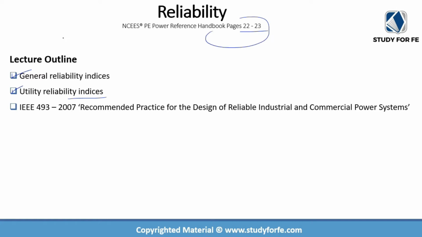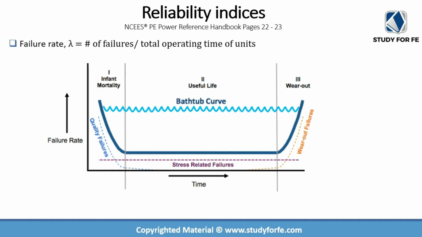And finally, we'll take a look at IEEE Standard 493, which discusses recommended practices for design of reliable industrial and commercial power systems. We will start our discussion of reliability indices with one of the most basic indices, and this is failure rate. Failure rate is indicated by lambda, and it is simply the number of failures divided by total operating time of the units.